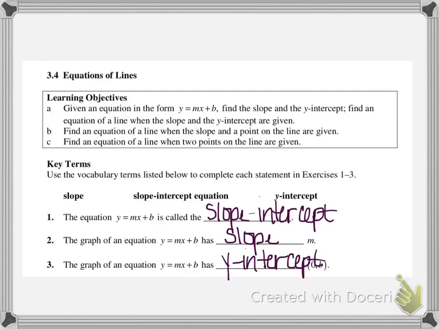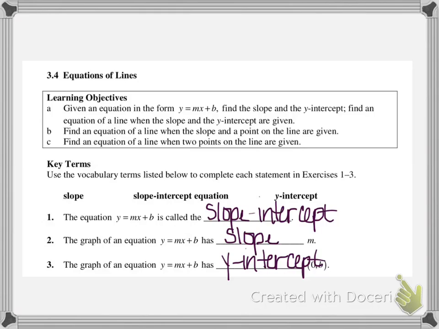Now we're going to start looking at equations of lines and how they're connected to their graphs. The equation y equals mx plus b is called the slope-intercept form. The graph of an equation y equals mx plus b has slope m, and the graph has y-intercept at b, or (0, b). We're going to use that information to help us graph.